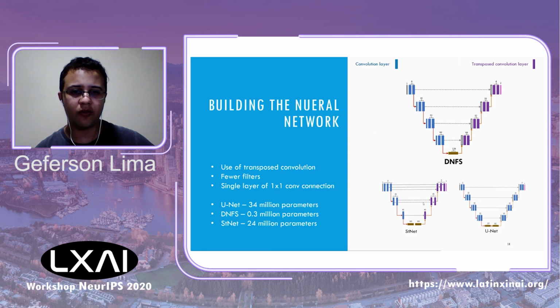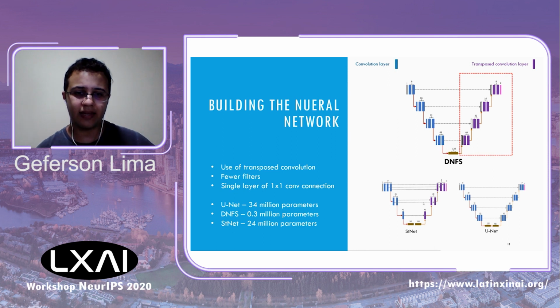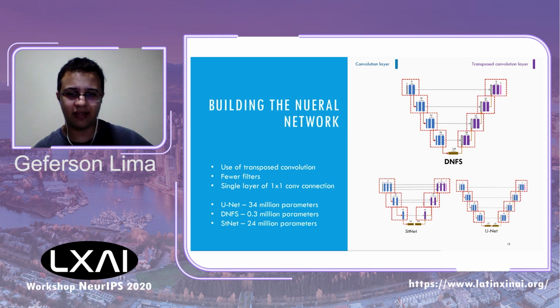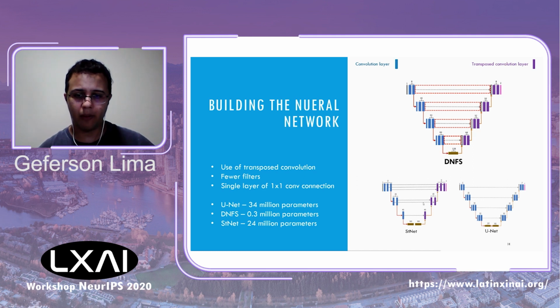The DNFS consists of two main parts. The first encodes the input image, and the second reconstructs an output image aimed at minimizing the difference to the labeled segmentation mask. The DNFS has a smaller number of filters in the inner layer blocks and in the connection between these parts. We use skip connections to enable the propagation of the gradient error between layers. In blue, we have the convolutional layers, and in purple, the transposed convolutional layers.